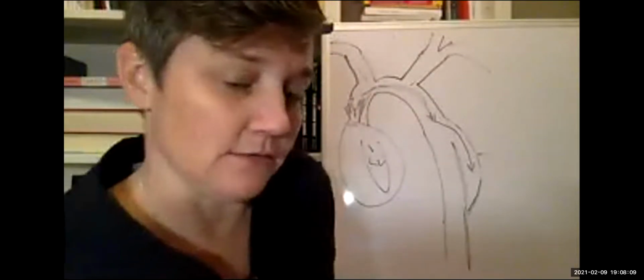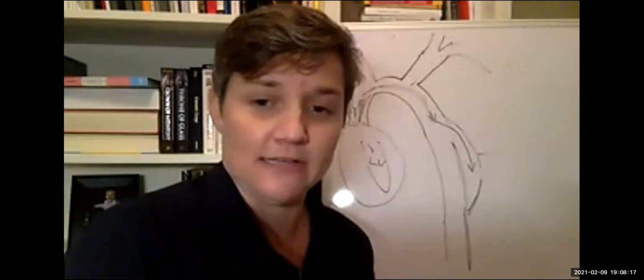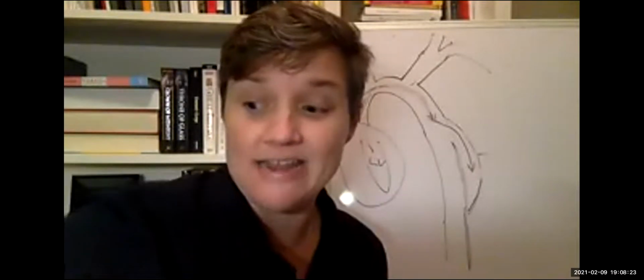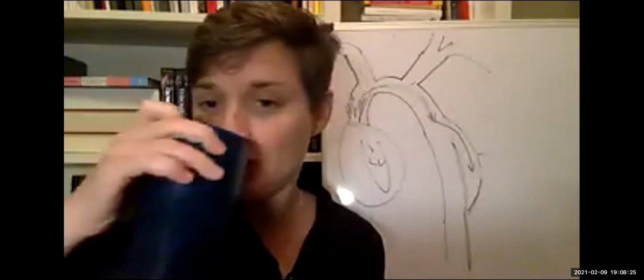If the dissection happens close to the aortic valve, you can get murmurs, right? Systolic murmurs. But the classic finding is that it's tearing in nature and radiating to the back. Real concerning.